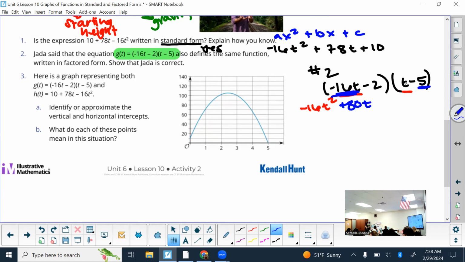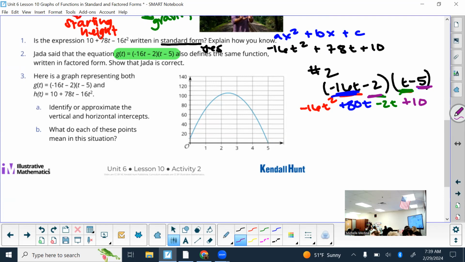Table 4, my inner terms. Negative 2 times t is what? Negative 2t. And table 5, my last terms multiplied together is a positive 10. Make sure you put a plus 10. I know we don't normally write the plus when it's positive, but in these situations, you have to, because you're having to separate the terms.